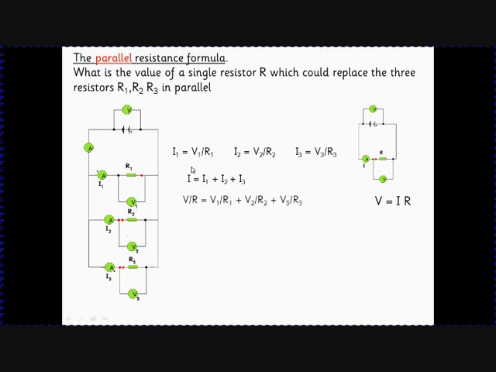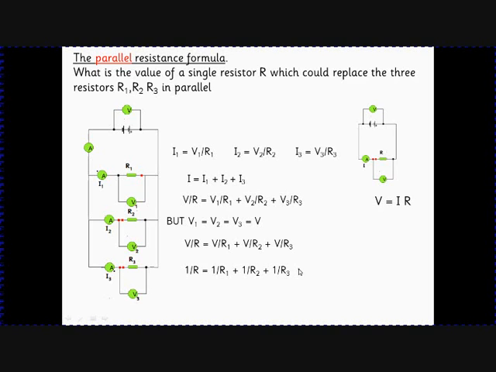So we can do the substitutions again. That's V1 over R1, V2 over R2, V3 over R3. But this time the V's are the same, so I can replace all of those V's with just V. We end up with this equation, and then we can divide through by V. Just be careful here, you don't just cross the V's out and end up with the same equation. This is 1 over R is 1 over R1 plus 1 over R2 plus 1 over R3.